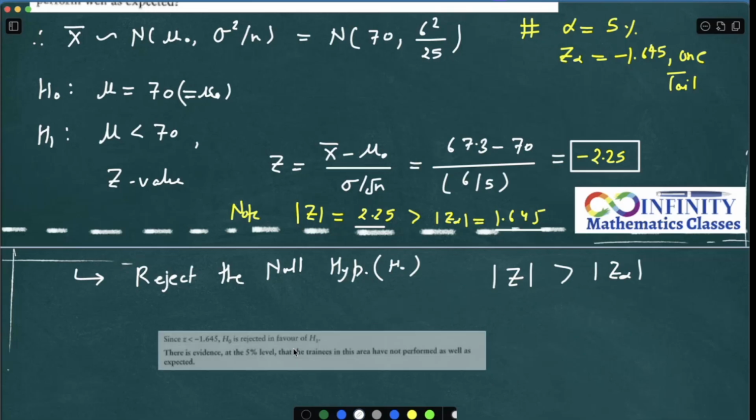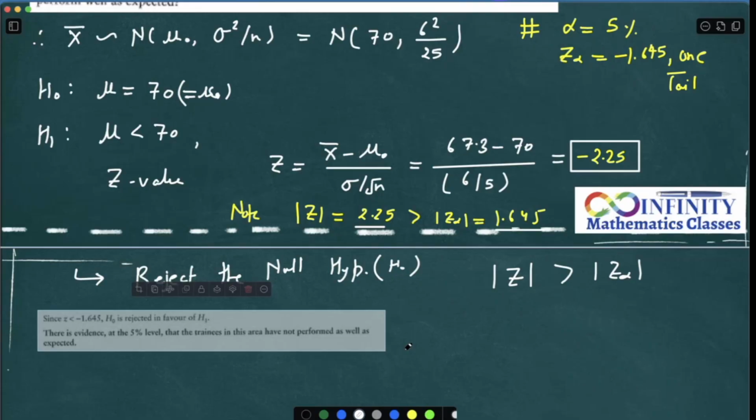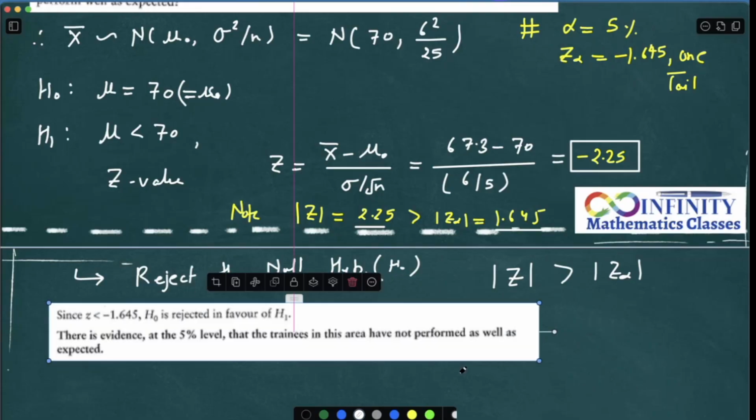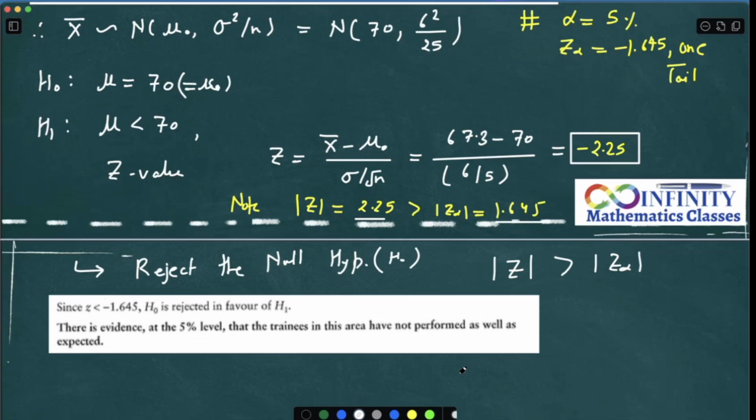Let me just write down the answer for this question. There is evidence at 5% level that the trainees in this area have not performed as well as expected, because we are rejecting H naught, and H naught is rejected in favor of H1. Any doubt?